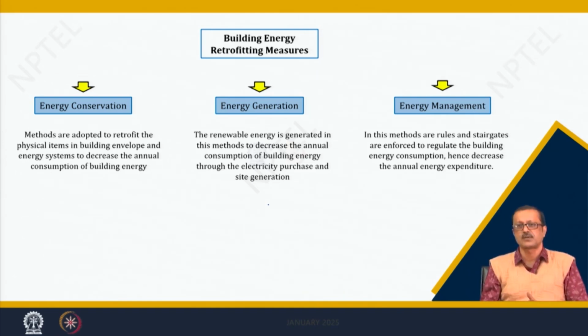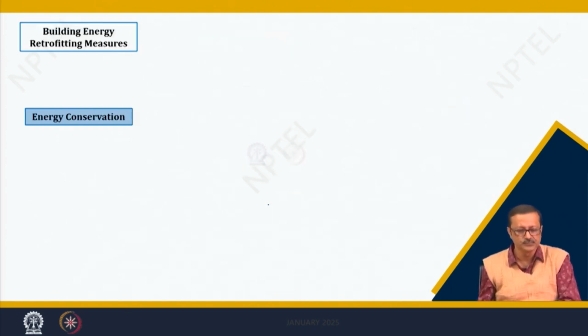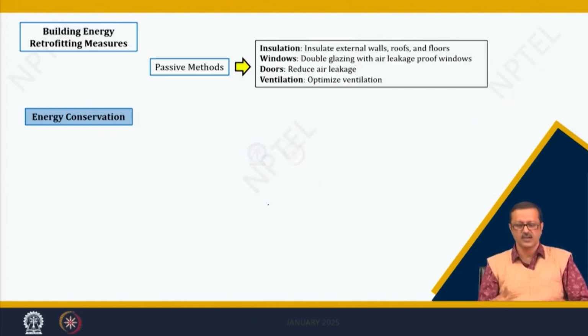We can regulate some kind of the occupancy criteria also, and also the demand based, how much is the demand, I will just supply that part. So that kind of demand based generation or the conservation kind of policies I can take. So these 3 ways we can do. So we will discuss one after another. The first one is the energy conservation. The energy conservation is of 2 types.